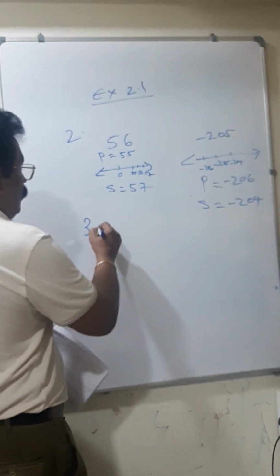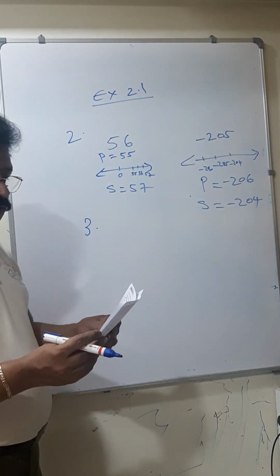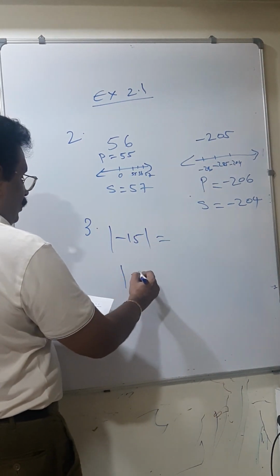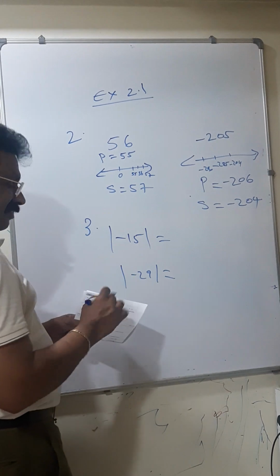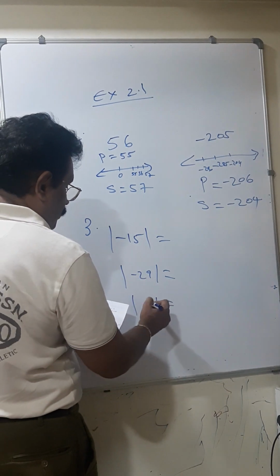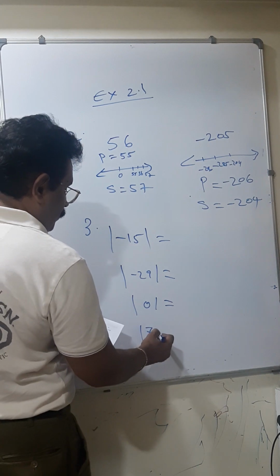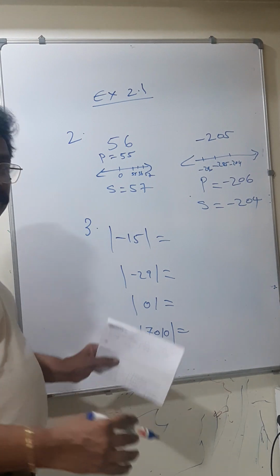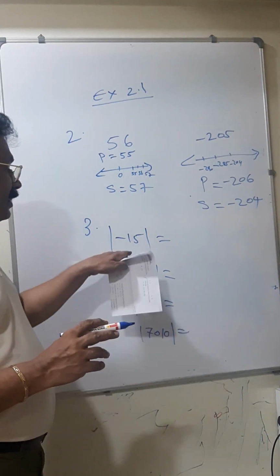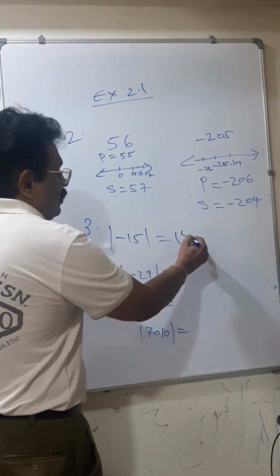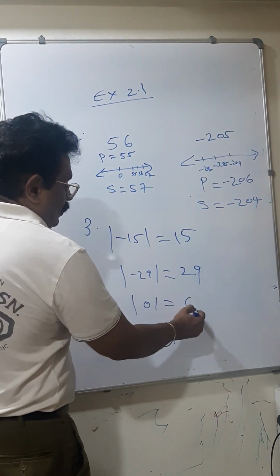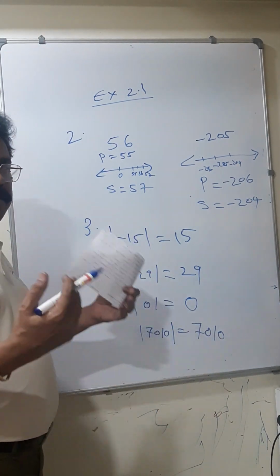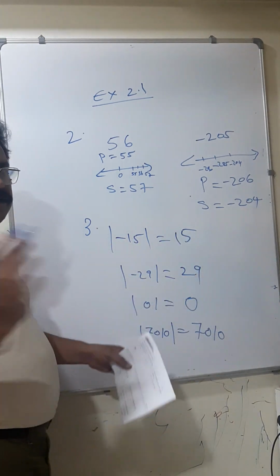Now third question of exercise 2.1. Write the absolute value of each of the following. Now they are telling minus 15, minus 29, minus 67. I am not doing, you will do it yourself. 0, 70, 10. What is absolute value of minus 15? The rule of absolute value says that the answer is always the numerical value. What is the numerical value here? 15, 29, 0, 70, 10. Irrespective of the sign. Don't look at the sign, whether plus or minus. Just write the numerical value. That is the answer. Finish.